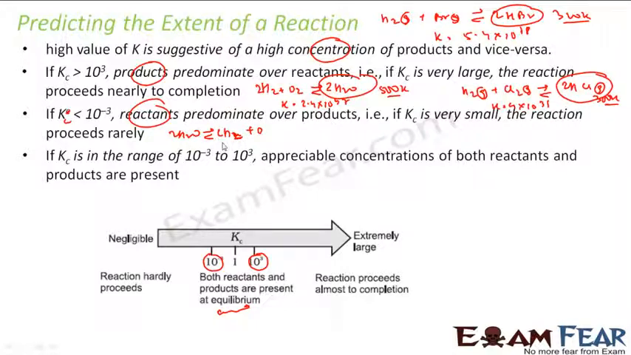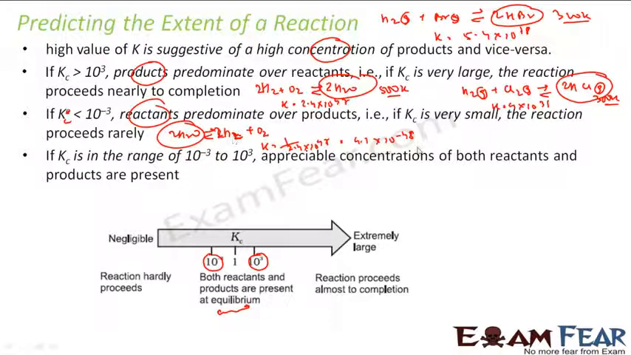So for this reaction, at the same temperature, K will be very small. K will be 1 by 2.4 into 10 to the power 47, which works out to 4.1 into 10 to the power minus 48. A very small value. That means in this reaction, very few water molecules will break to form hydrogen gas and oxygen gas.